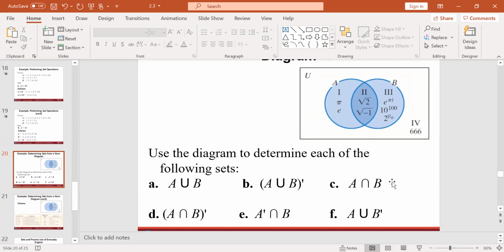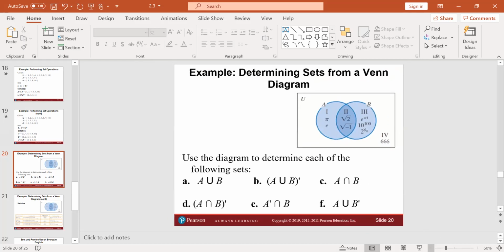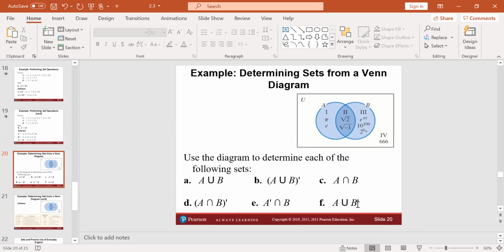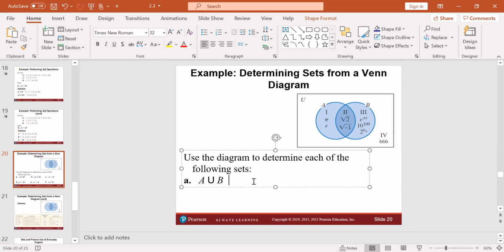Okay, so let's compute some of these sets here, and we're going to need a lot of space. Let's see, what's the best way to do this one? I have some ideas. Those shall return soon enough. We will do some of these different ones here.